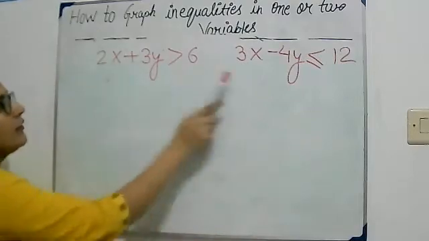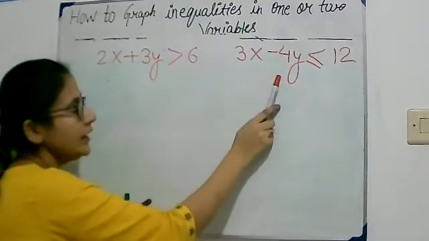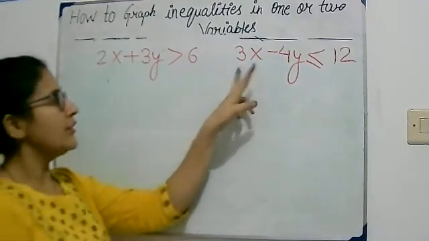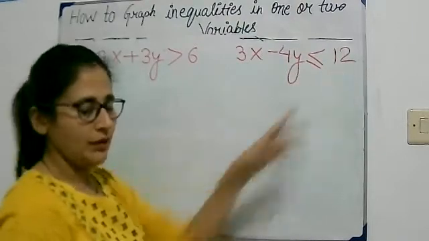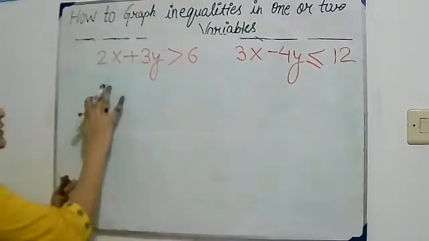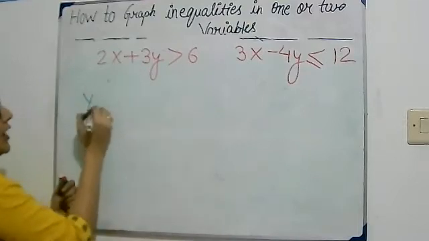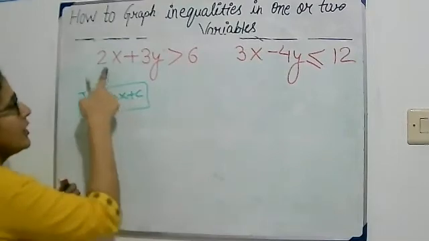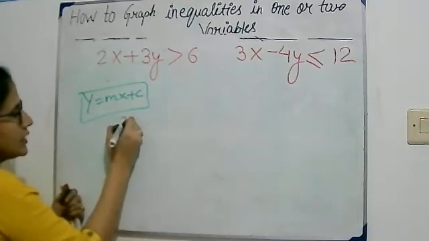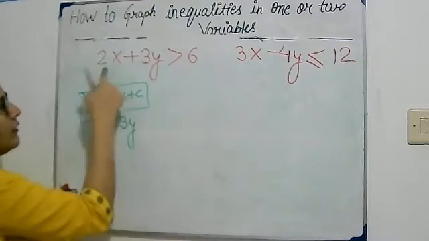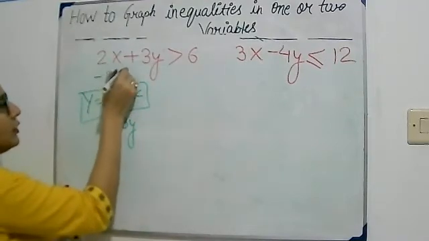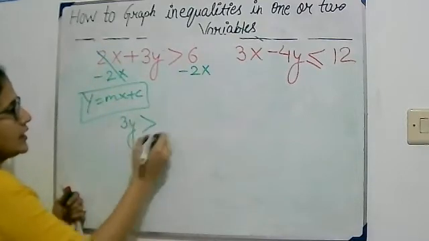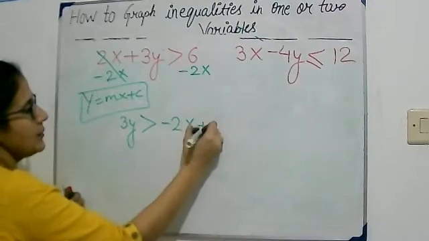Now we have simultaneous linear inequalities. 2x plus 3y is greater than 6. 3x minus 4y is less than or equal to 12. Let's change them into y equals mx plus c, slope and intercept form. So how to change it? This is 3y. What can we do? Subtract 2x from both sides. It is cancelled. So 3y is greater than minus 2x plus 6.